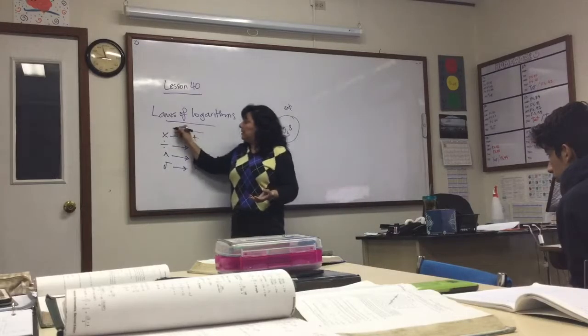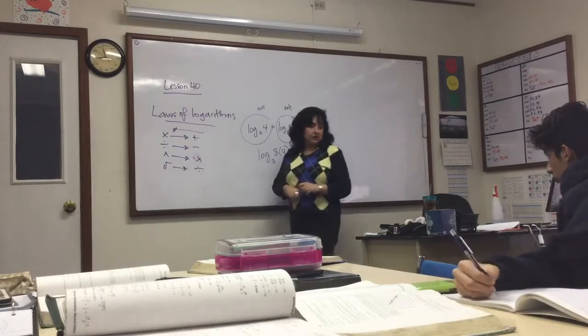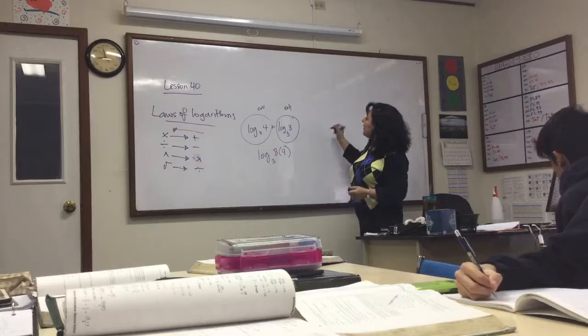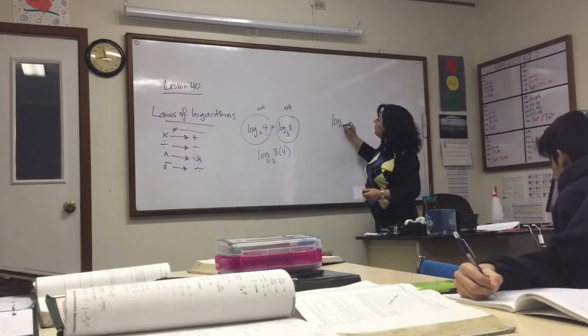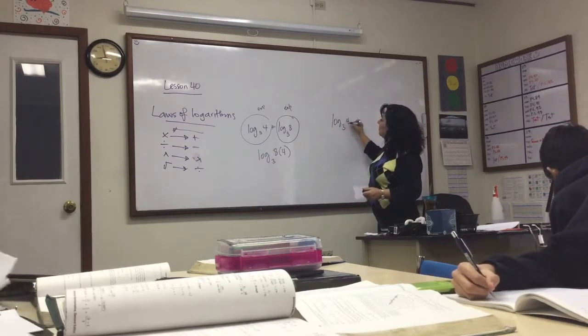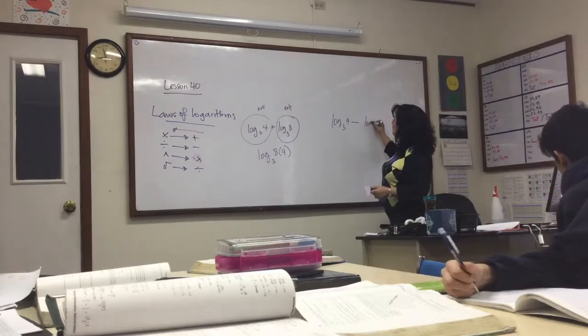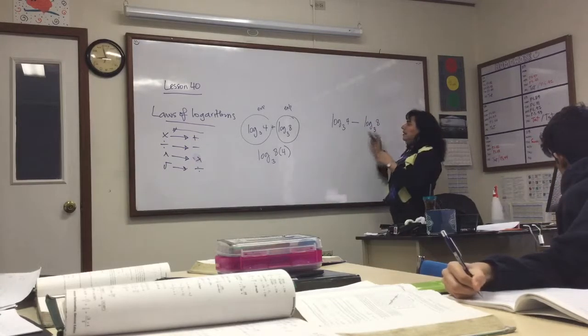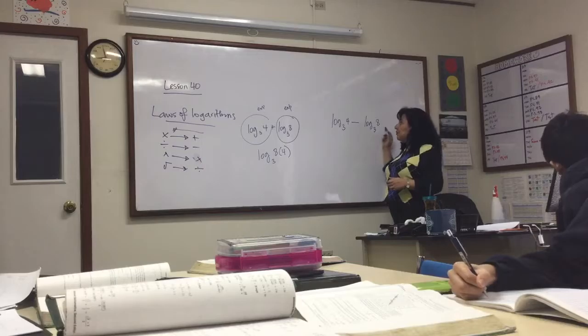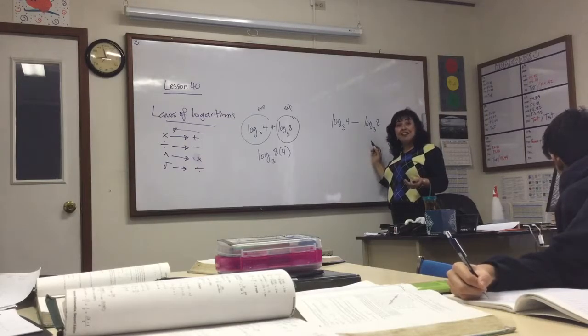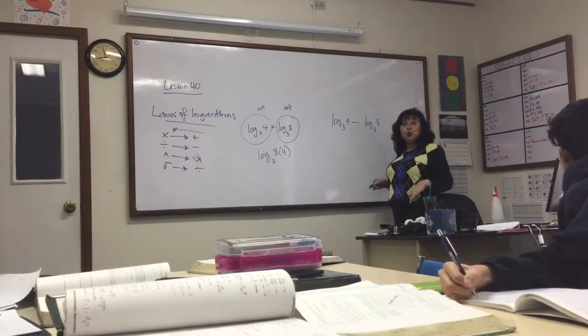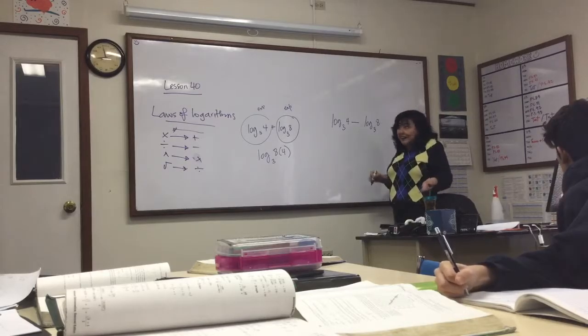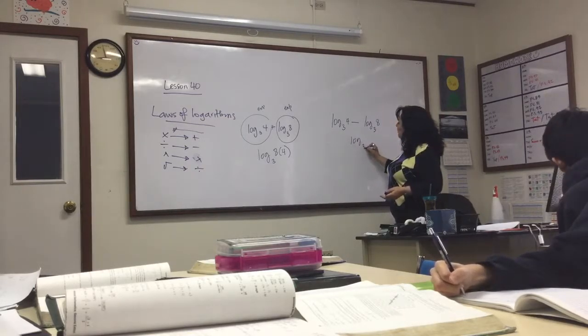You are going the other direction, okay? Same thing if you have, let's say, logarithm base 3 minus. This one represents an exponent, this one represents an exponent. So if you are subtracting them, it means that originally you were dividing. So you've got logarithm base 3 of 4 divided by 8.